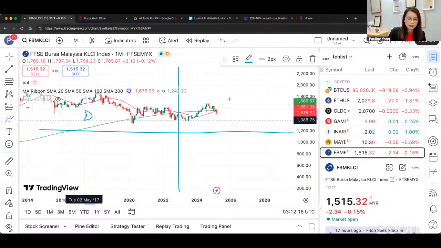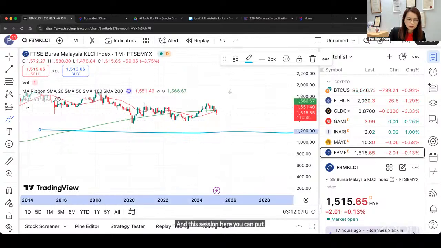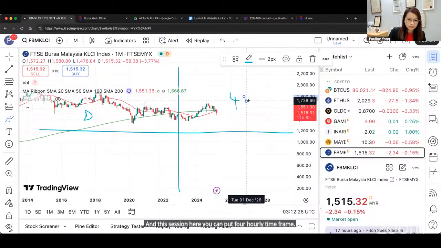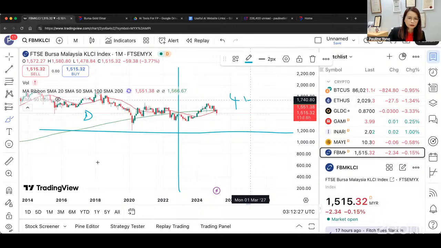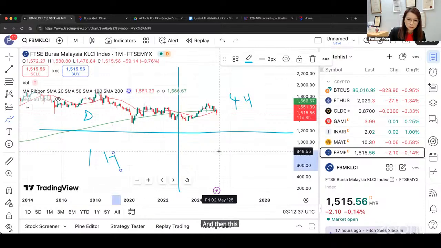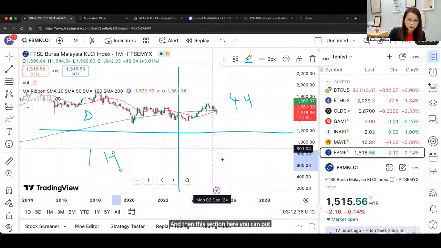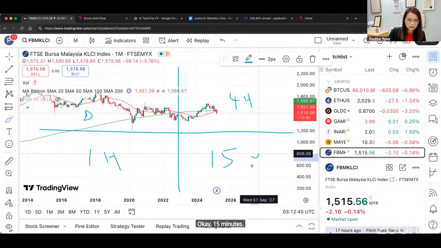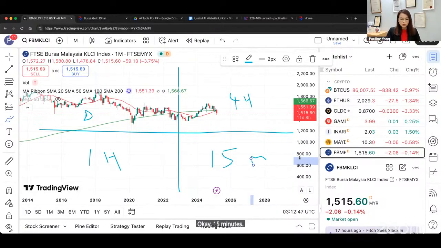And this section here, you can put a 4-hourly time frame. Then this section here, you can put a 1-hour time frame. And then this section here, you can put a 15-minute time frame. So you can have 4 charts on your screen.